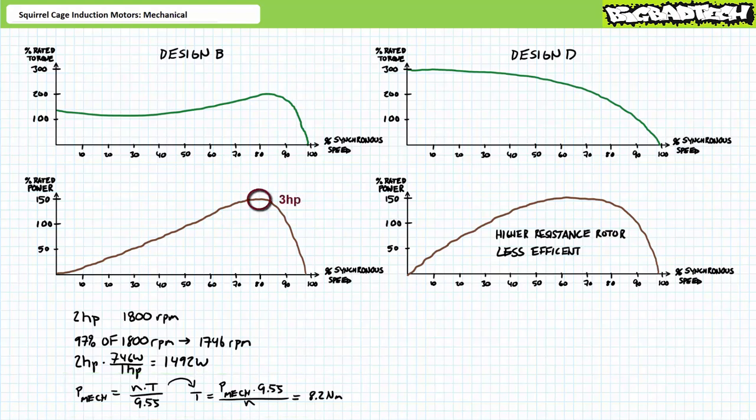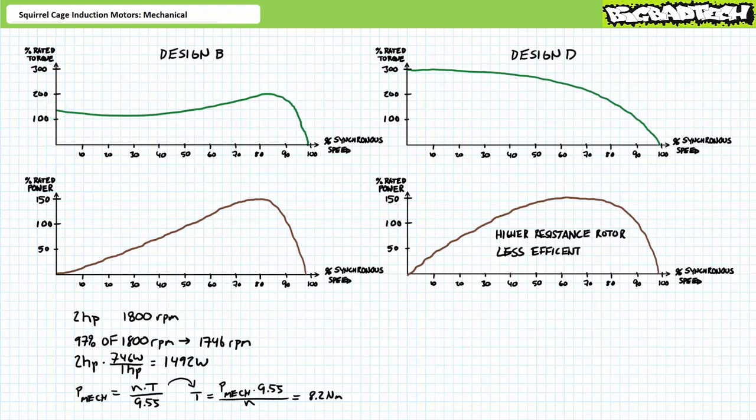At peak power output, we might reasonably suspect this motor is capable of generating 150% of 2 horsepower, or 3 horsepower. Finally, we might reasonably expect this motor to exert a maximum of, let's say, 2 times 8.2 newton meters, or 16.3 newton meters, and be capable of exerting, let's say, 1.5 times 8.2 newton meters, or roughly 12.2 newton meters at the locked rotor conditions.